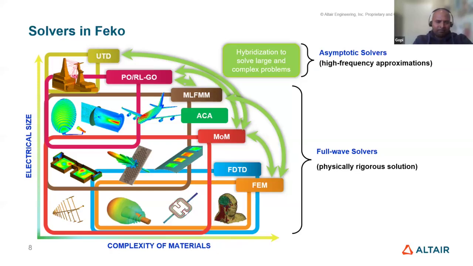Let's say you have a problem and you have fixed hardware resources. Okay, you don't have an option to change the hardware or go with a bigger machine to solve. Then if you can't solve the problem even with MLFMM, the alternative is to go for these asymptotic solvers, like physical optics or RL-GO or UTD, depending on the application type. Okay, because those involve some approximations, they are used for some specific applications.